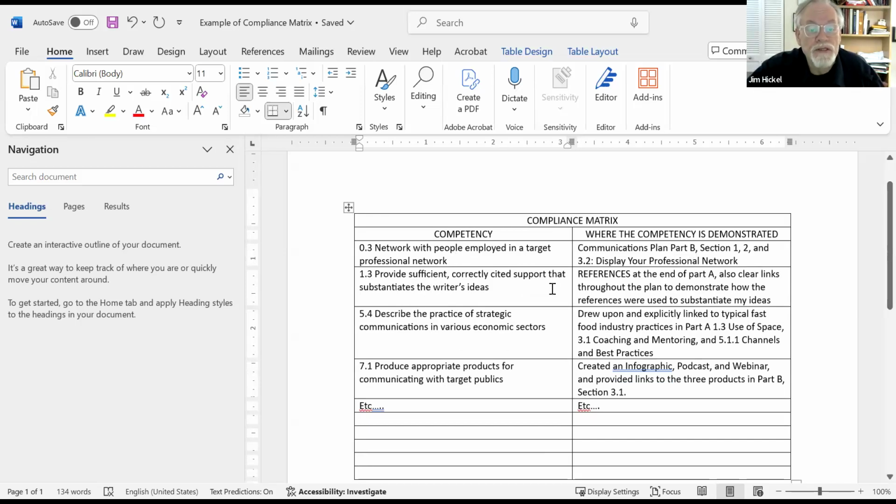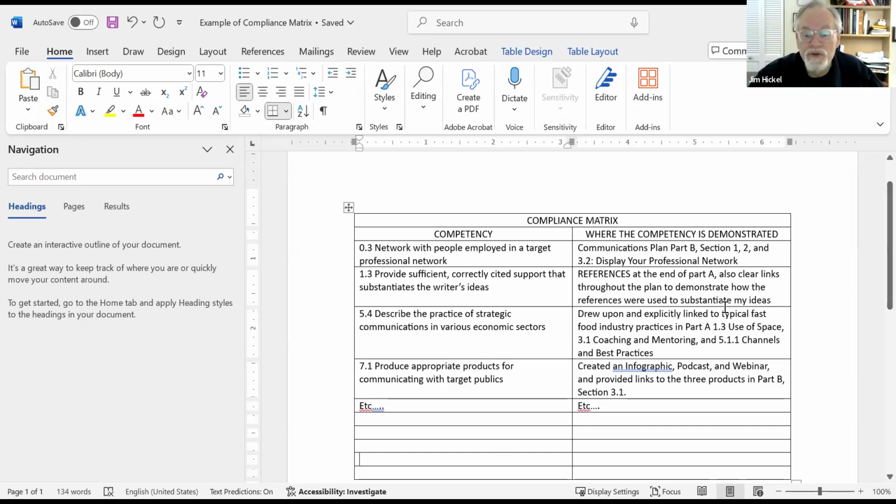Provide sufficient correctly cited support that substantiates the writer's ideas. So you would tell me, okay, that's in references at the end of Part A, where I listed all my references to show you all the support I had for what I wrote. Now, you may have gone the extra mile. You may have said, I also provided clear links throughout the plan to demonstrate how the references were used to substantiate my ideas, which would be absolutely great. So that would tell me you really did a great job of meeting that one.